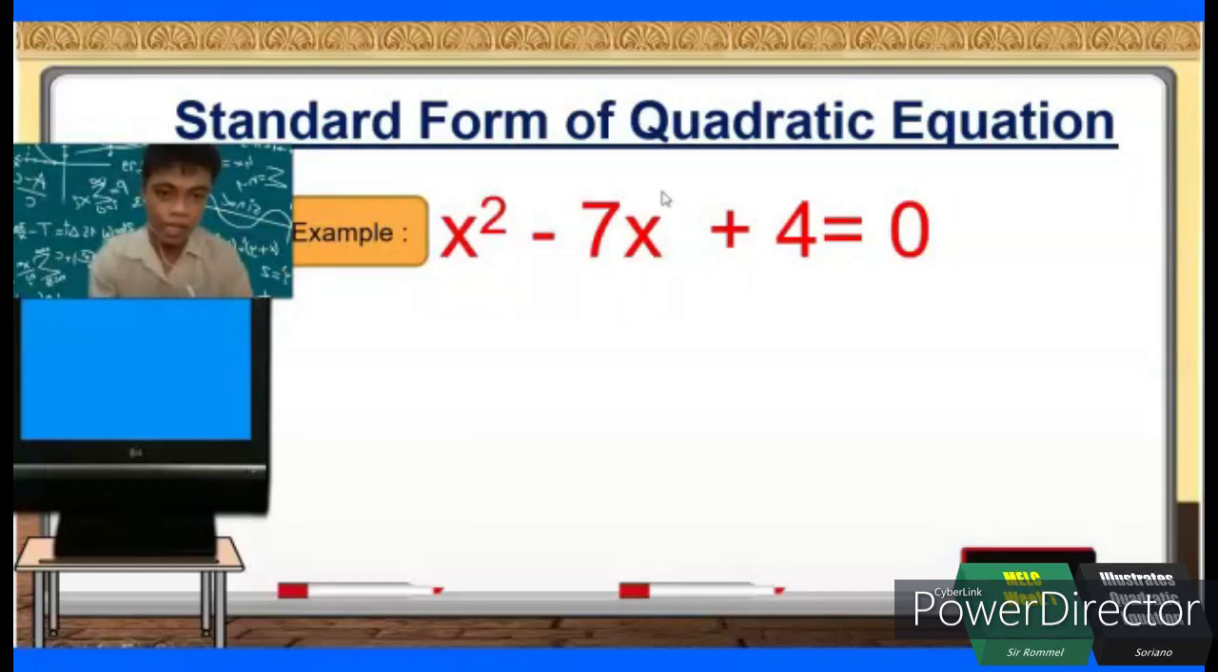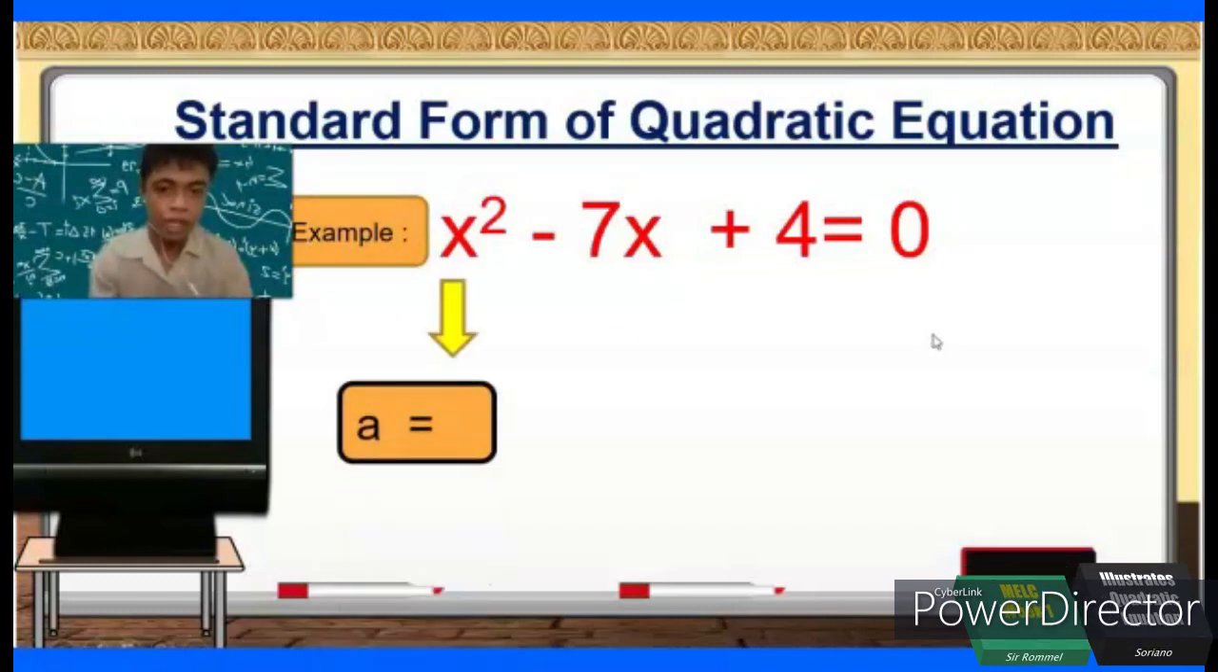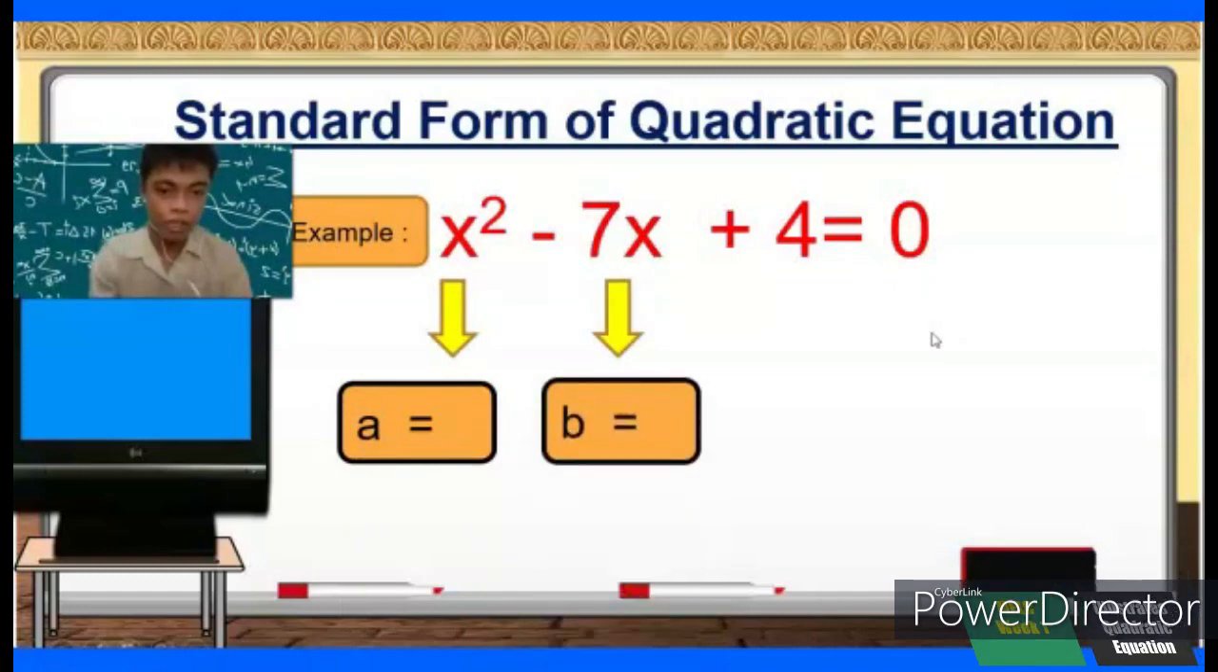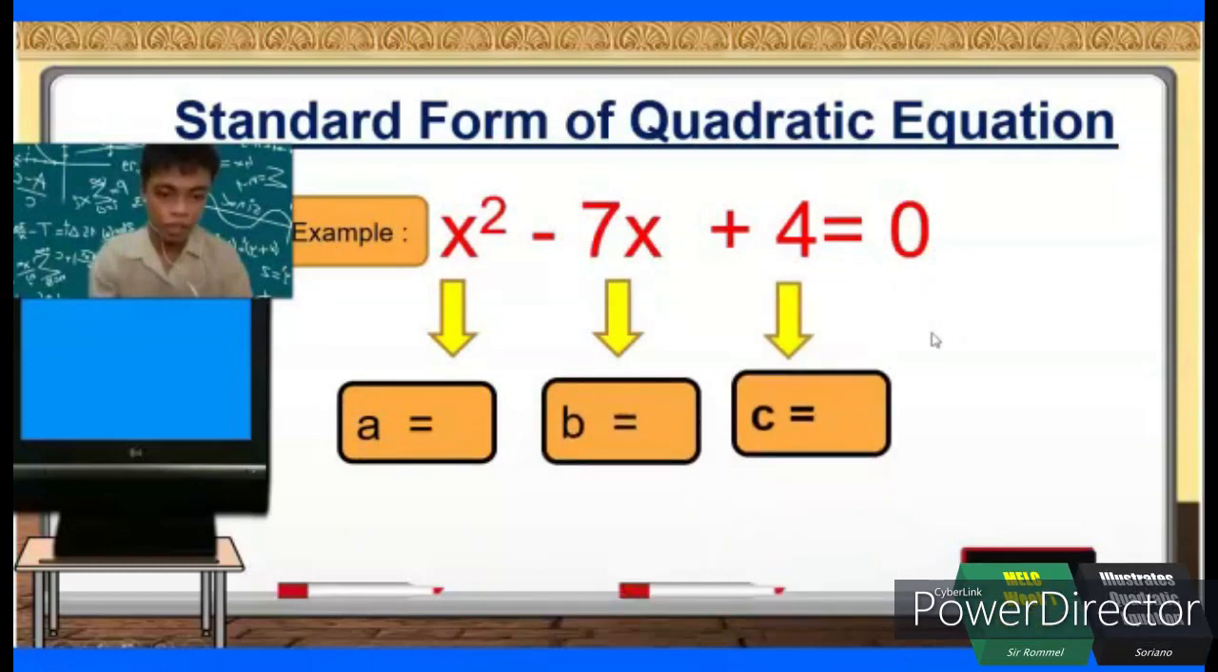Okay, followed by the linear term. Okay, kasunod ang linear term. And last yung constant term. Then, equal natin to 0. So, doon na natin identify yung A, yung B, and yung C. So, anyone, sino magbibigay ng values ng A, B, and C?